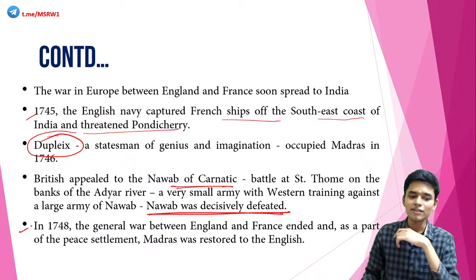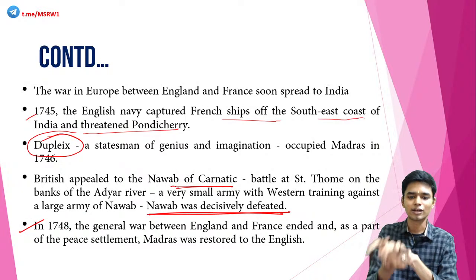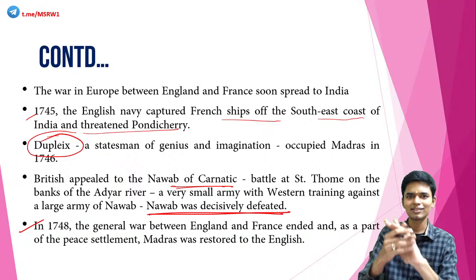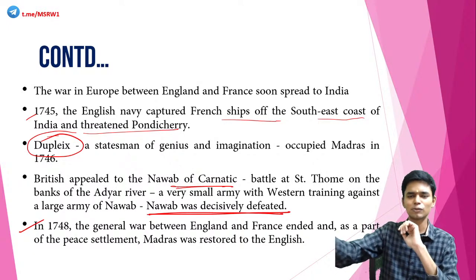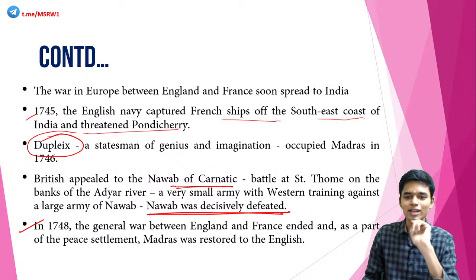Okay, so in 1748, finally after all these wars, England and France decided to enter a peace. A small peace settlement was made. But understand that this is only temporary. The very next moment they get a chance, they will fight again. So this is the end of the First Carnatic War.